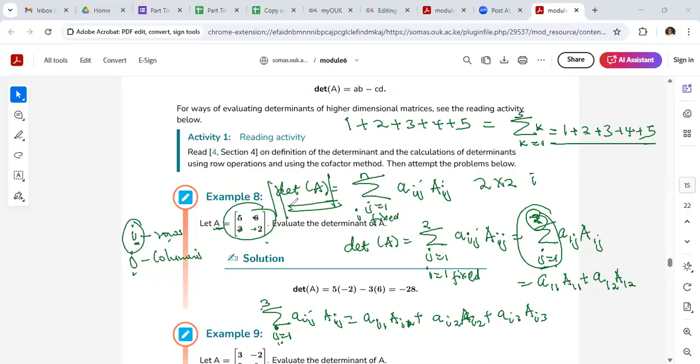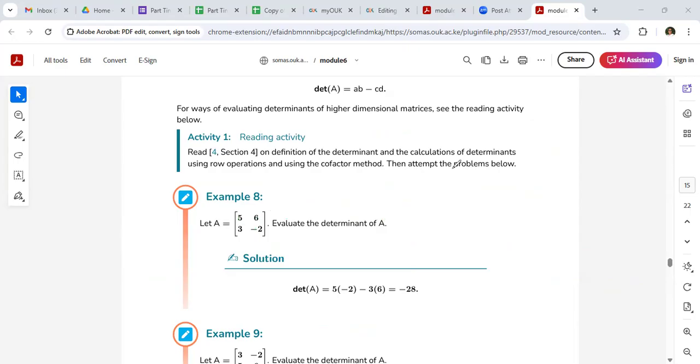Is it clear now? Yes, it's getting clear. Only that when we say I is fixed, and we say the I is the number of rows, right? Yes. So from this example, we have 2 rows. So I will always be 2.